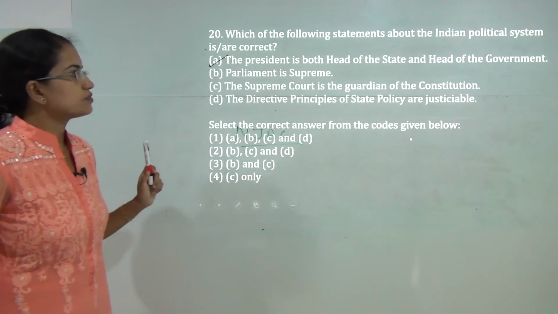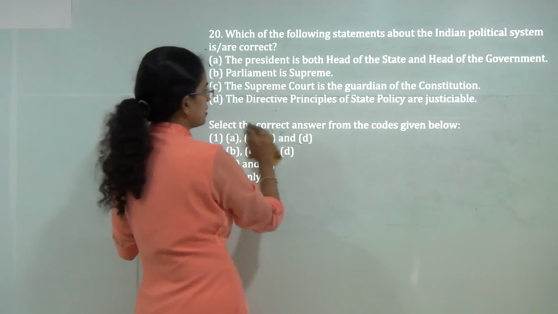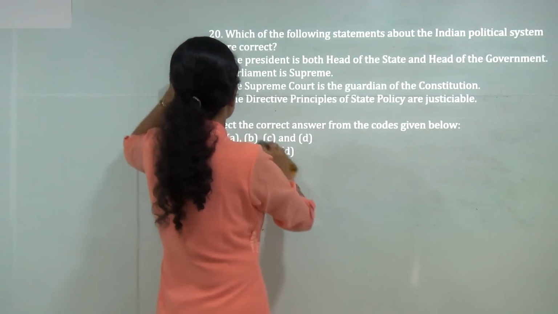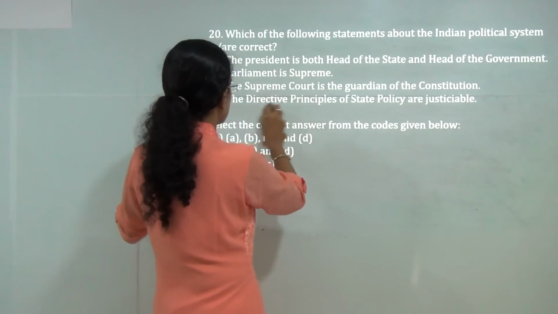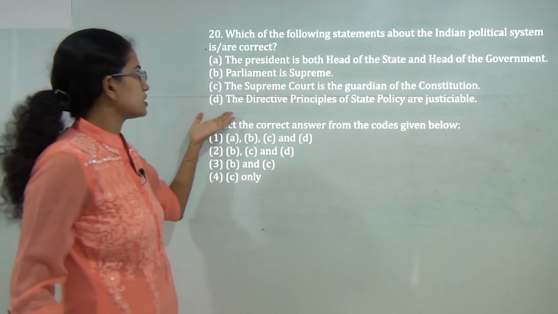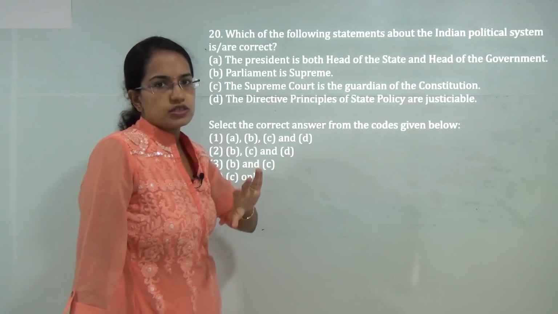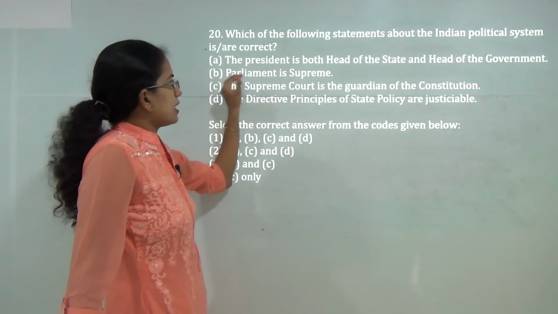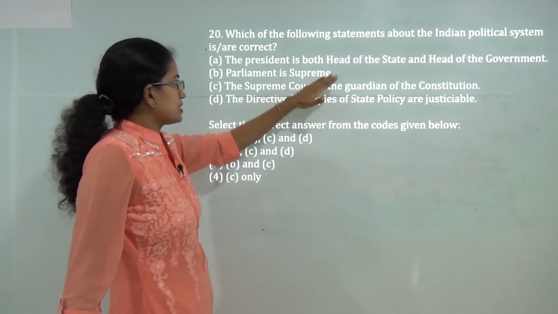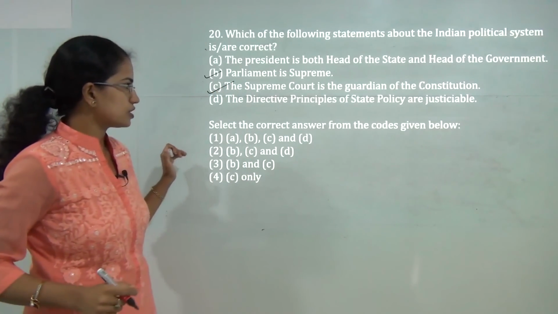The next is, which of the following statements is correct about the political system of India? Now this is the last question that we will be covering in this session. We will be covering the remaining questions in the next set. Now this question is again based on the direct concepts of political science. So Parliament is a supreme authority, that's correct. Supreme Court is also known as the guardian of the constitution, that's correct.